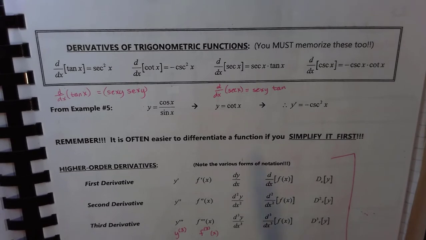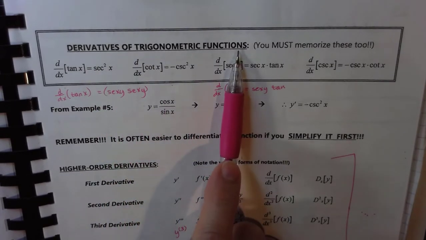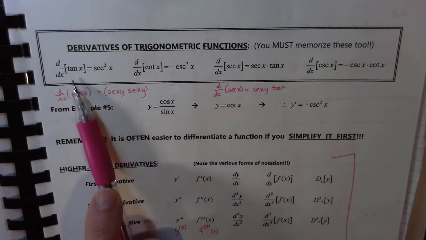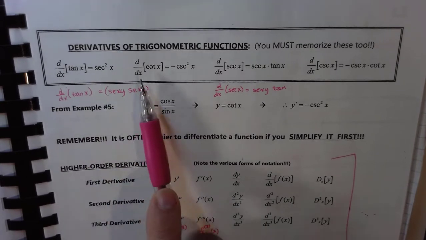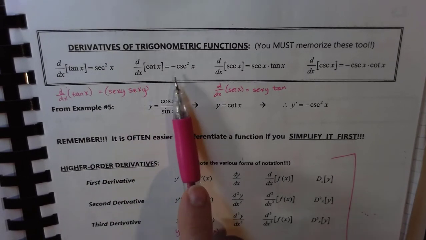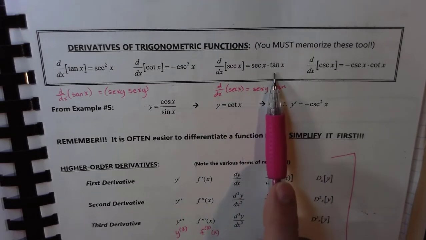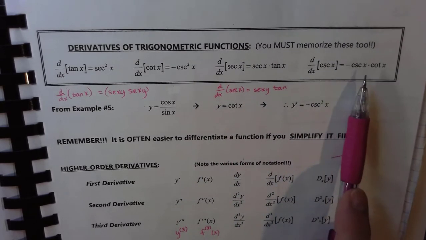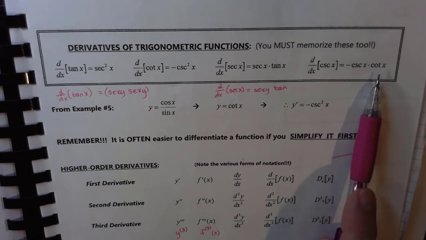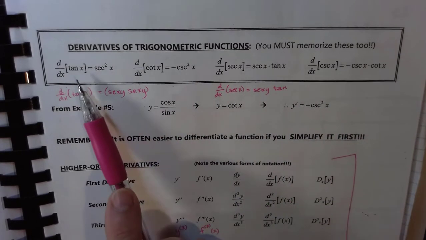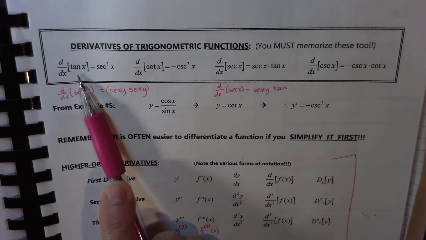On the final page, we see derivatives of trigonometric functions. You have to know these. Derivative of tangent is secant squared. Derivative of cotangent is negative cosecant squared. Derivative of secant is secant of x times tangent of x, and derivative of cosecant is the negative of cosecant times cotangent of x.